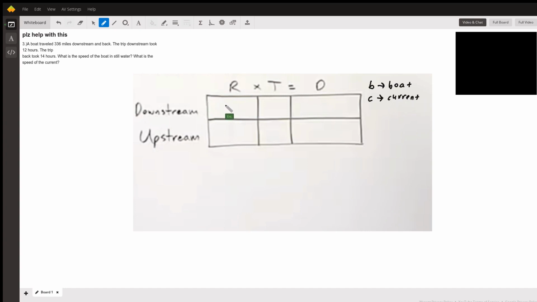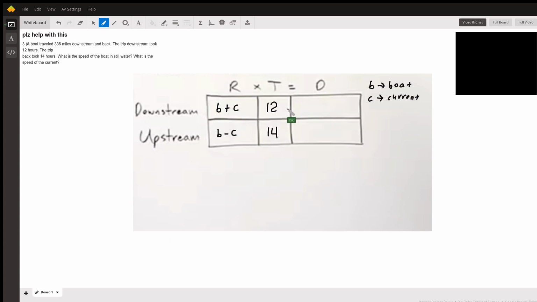then our rate downstream is going to be b plus c, and our rate upstream is going to be b minus c. So remember that the current works with you when you're going downstream, and it works against you when you're going upstream. Our time for our downstream trip is 12 hours, so we're going to put a 12 right here. And the time for our upstream trip is 14 hours, so we're going to put a 14 here.